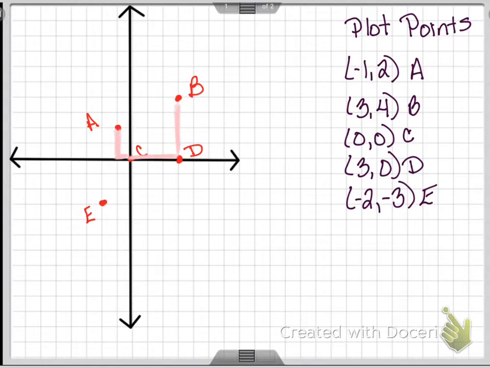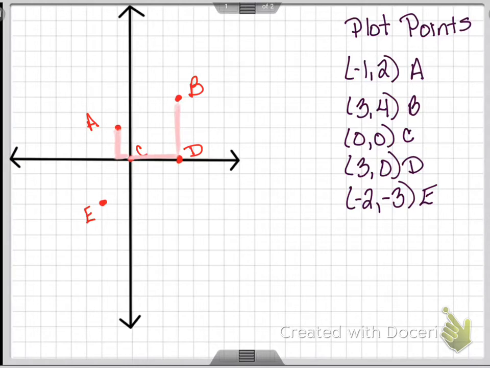C is my origin, right at 0, 0. D is 3, 0. Now, if I were to say to you, what quadrant is point B in? Could you tell me what quadrant B is in? Yes, it's in quadrant 1. Now, point C is not in a quadrant at all. It's at the origin, so it's not in a quadrant.